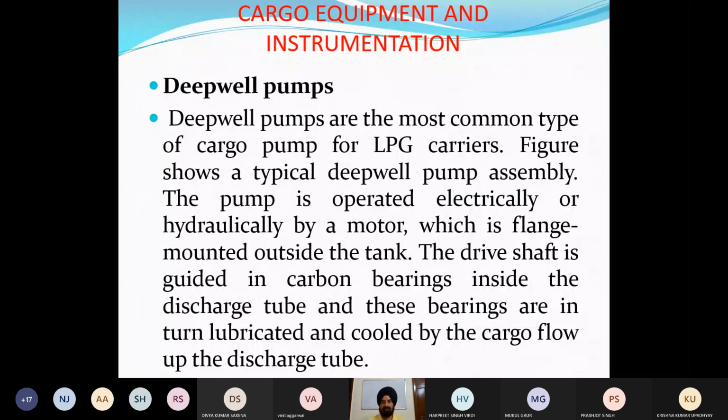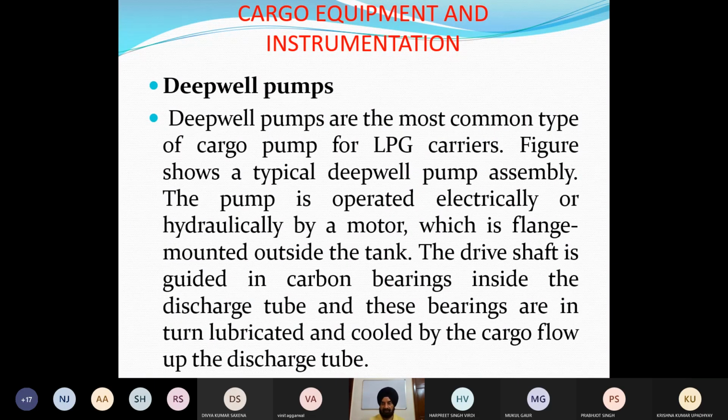So, not like other tankers, here you also have deep well pumps or submersible pumps. So there are basically two types. Most of the ships are equipped with deep well pumps. Deep well pumps are the most common type, like what we call Framo pumps, and the pump is operated electrically or hydraulically by a motor which is flange mounted outside the tank. So it's again a deep long shaft, and the pump is there and the motor is on top.